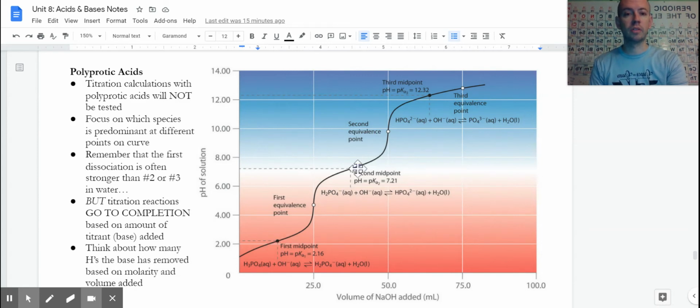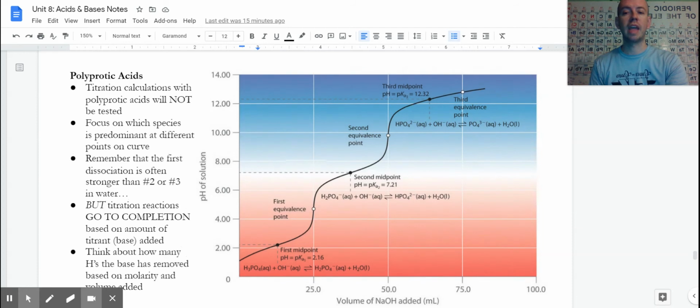The midpoints, or the half equivalence points, are super important as well. Understanding if this is all H3PO4 and this is all H2PO4-, this is where they're equal to one another, once again with our pH equal to our pKa1. So if we're thinking about just something like phosphoric acid in solution, or in this initial one, we would have so much of our initial H3PO4 relative to any other ions.